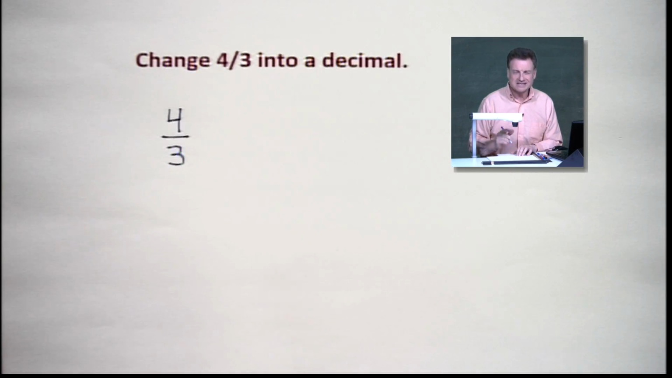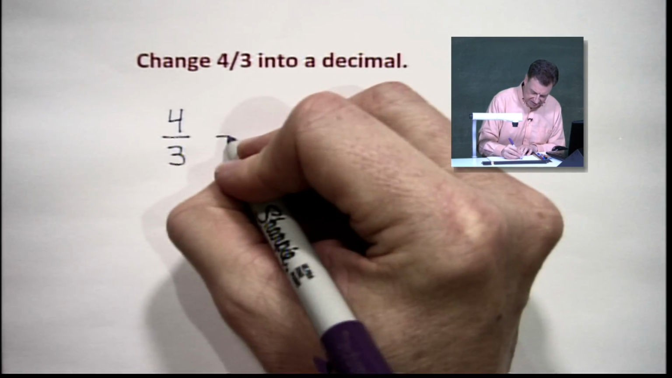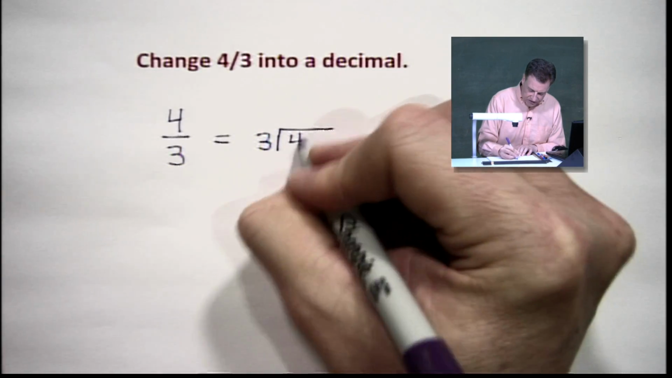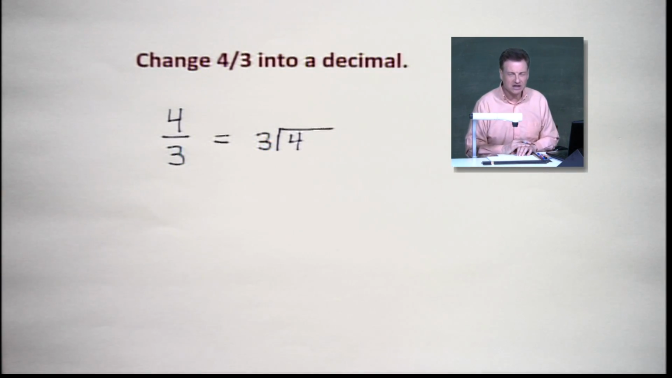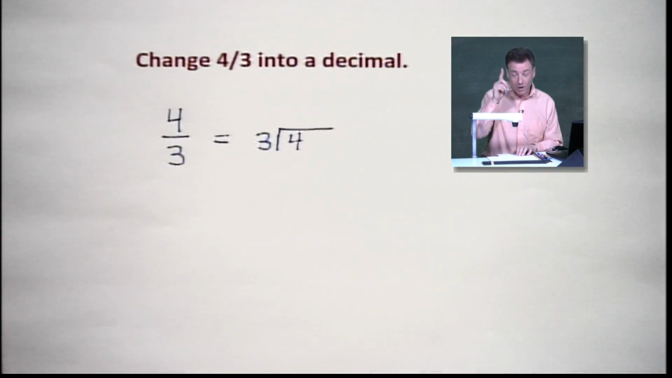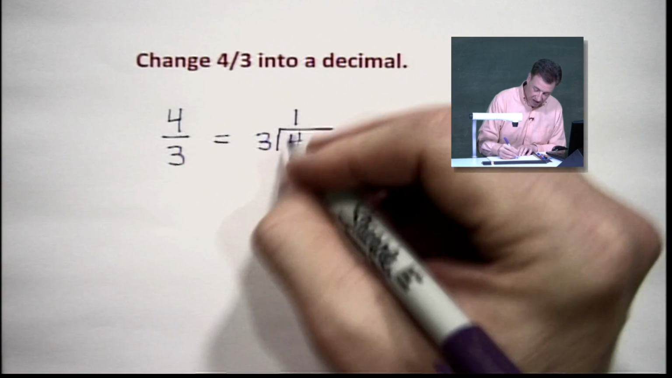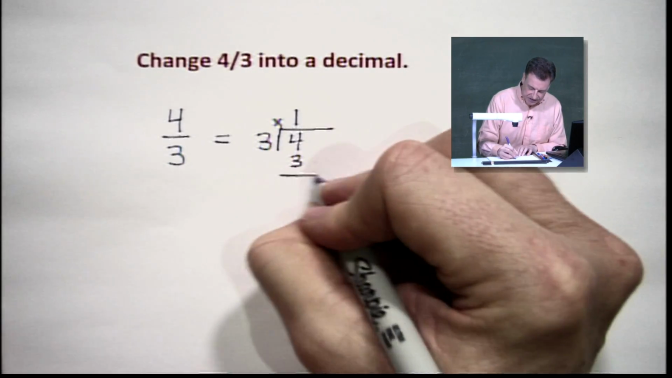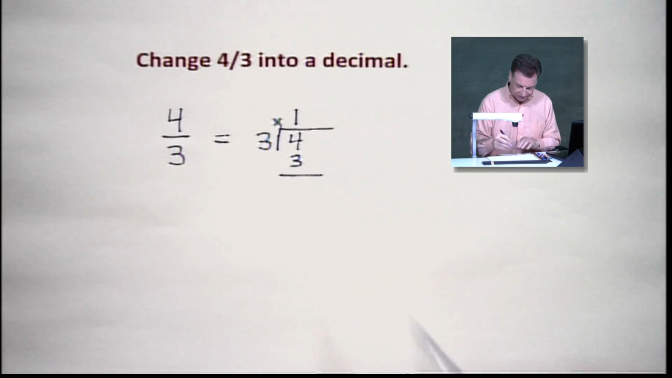Let's see what it's going to look like as a decimal. Again, the 3 is on the outside this time. 4 is going on the inside. Oh, this is a little more exciting, it looks like. And let's see. Well, we know 3 will go into 4 one time. Let's put it up there. And 1 times 3, it's easy. It gives us 3. Subtract, and you get a 1.